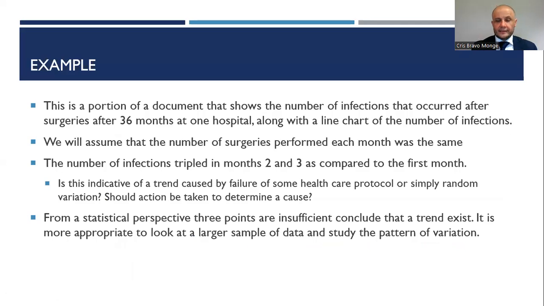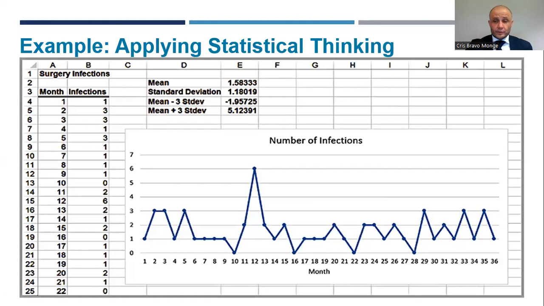Let's take a look at the details. So we'll assume that the number of surgeries performed each month was the same. The number of infections tripled in months 2 and 3 compared to the first month. I'm going to stop there. So let's assume that we only have the data for months 1 to 3, and you are the manager. If somebody sees this chart only from months 1 to 3, they might come up to you and say, your team is really messing things up. The number of infections tripled in month 2 and 3.